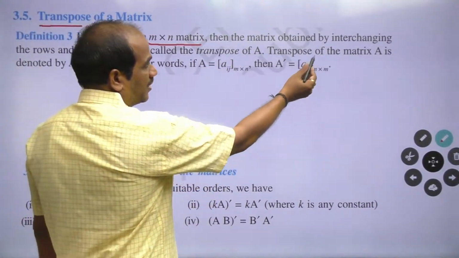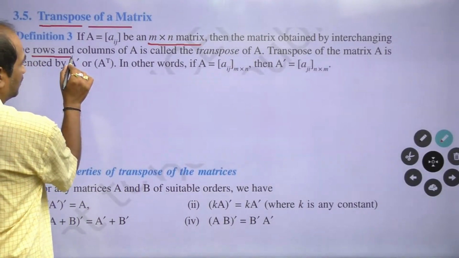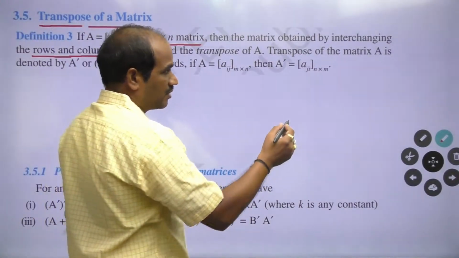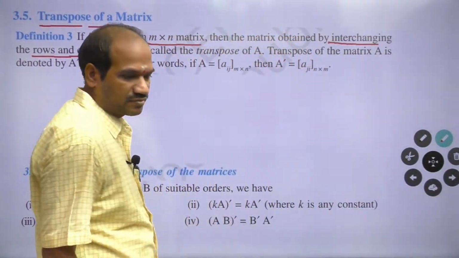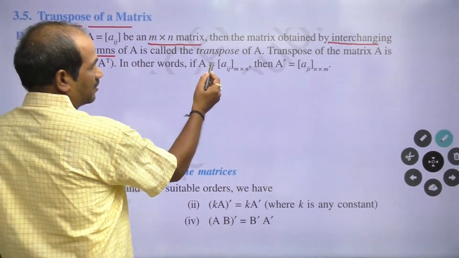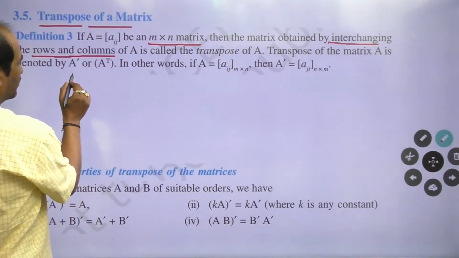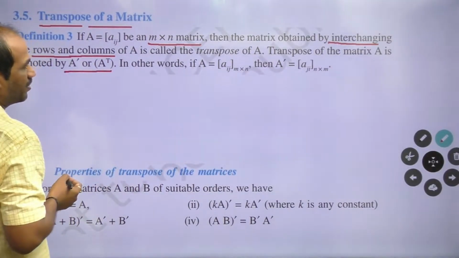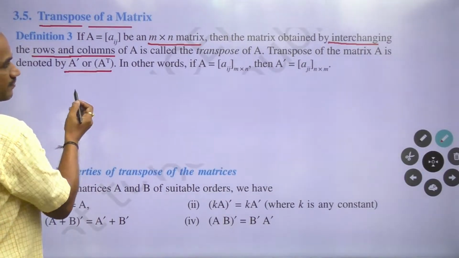Interchanging rows and columns is called the transpose of A. The transpose of the matrix A is denoted by A dash or A power T. This is the transpose of A.